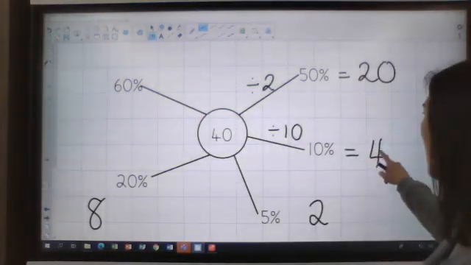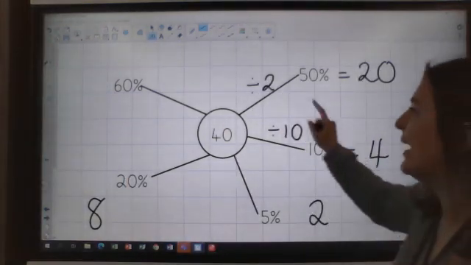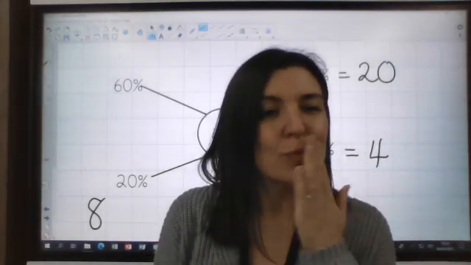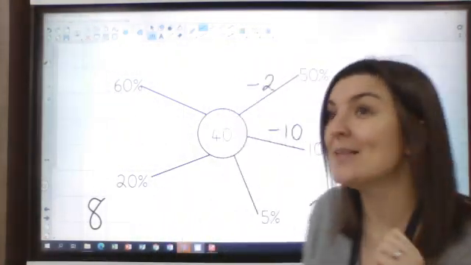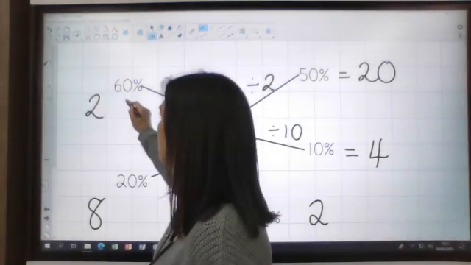So if I multiplied by 2 to get 20%, what do you think I have to multiply to get 60%? Have a little think. So it's 6. Okay, so I do 4 times 6, which is 24.